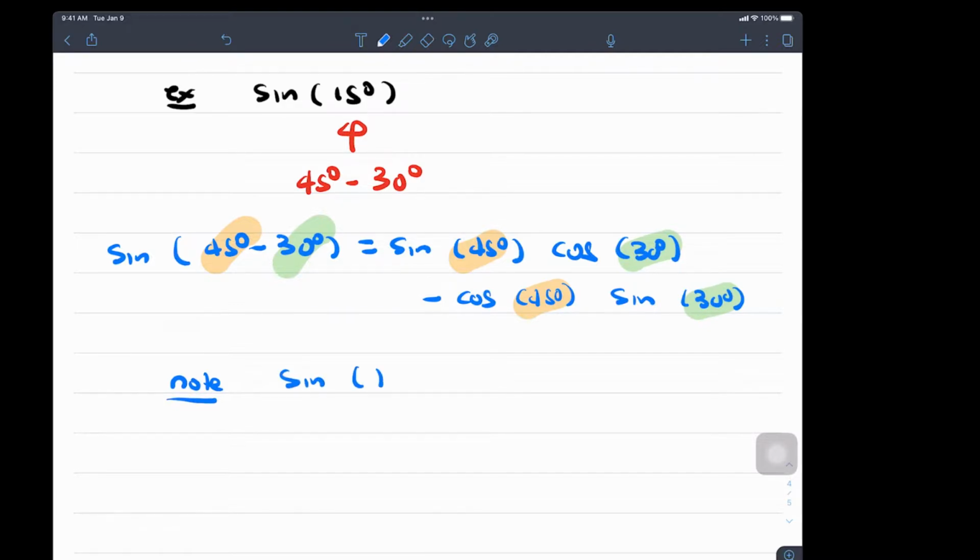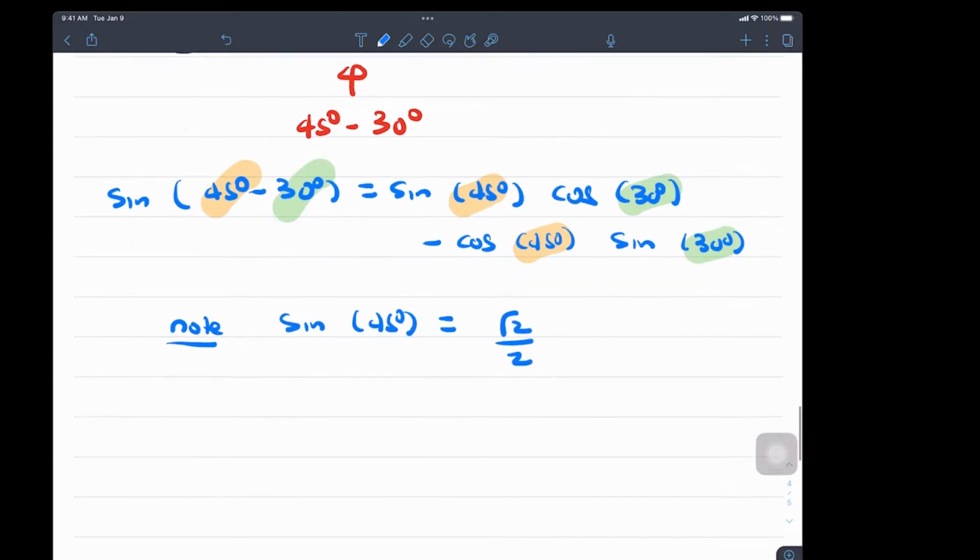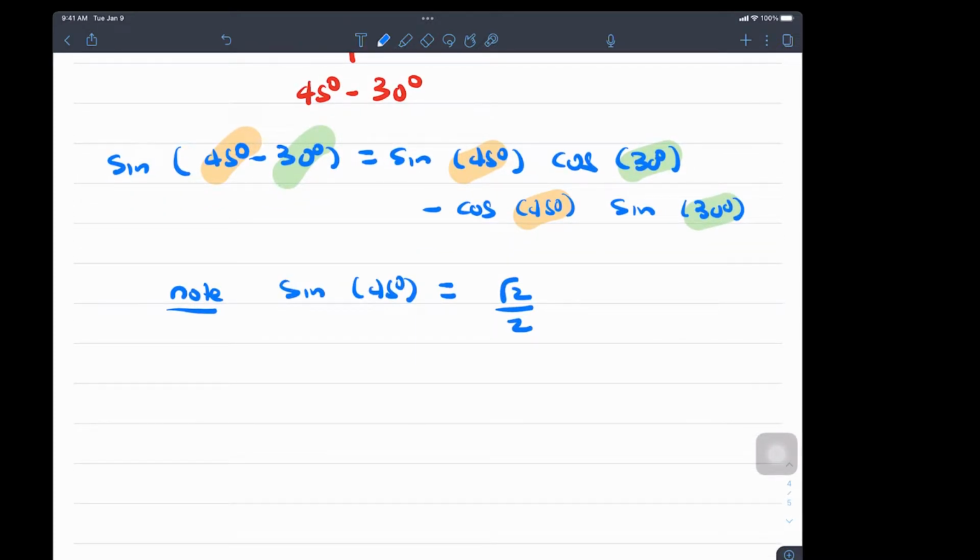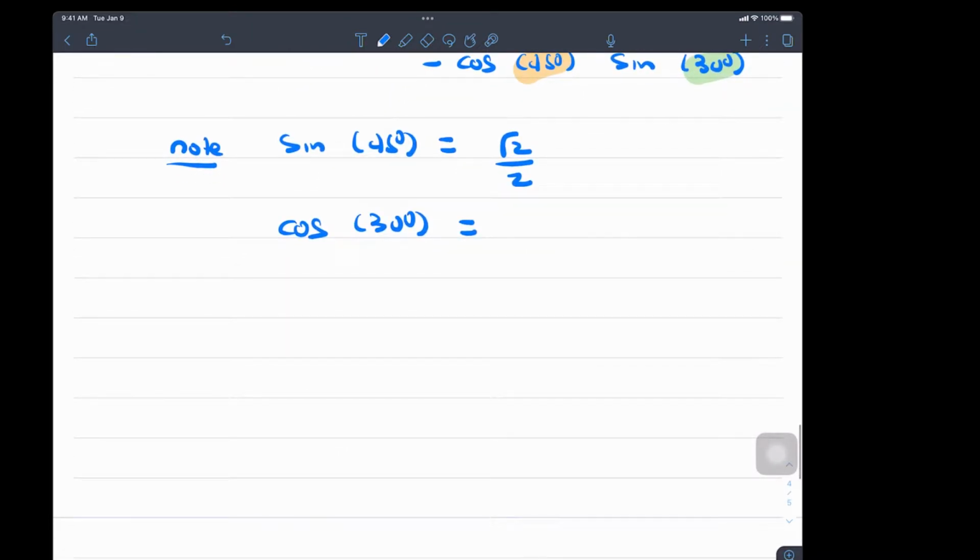Do you guys know what sine of 45 degrees is? Is that square root of 2 over 2? Do you guys know what cosine 30 degrees is? Well, here's my point. Remember I said in the beginning, you only have to know two special triangles? Remember that? That's what this comes down to.